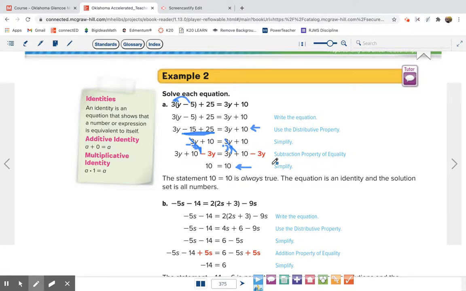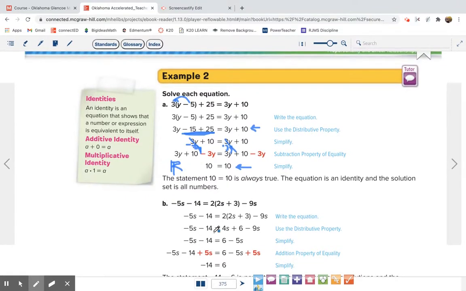I would just say all real numbers, because right here they say the solution set is all real numbers. So if your letters cancel out and what you're left with is true, that means no matter what y is, 10 will always equal 10. So that is all real numbers.